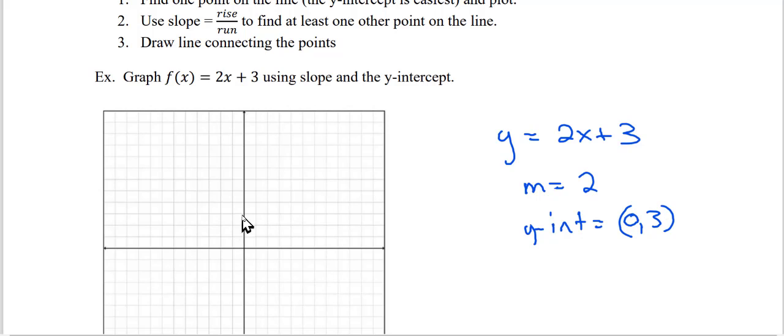So I plot my y-intercept first, 0, 3. And then I'm going to remember this is 2 over 1, which is going to tell me to go up 2, positive, and right 1, or negative 2 over negative 1 is also equal to positive 2. So I could go down 2 and to the left 1. So from this y-intercept, if I go up 2 and to the right 1, I'm here. Up 2 and to the right 1, I'm here. Up 2 to the right 1. I'm going to keep going until I run out of plane here. Down 2 and to the left 1 to go the other direction.